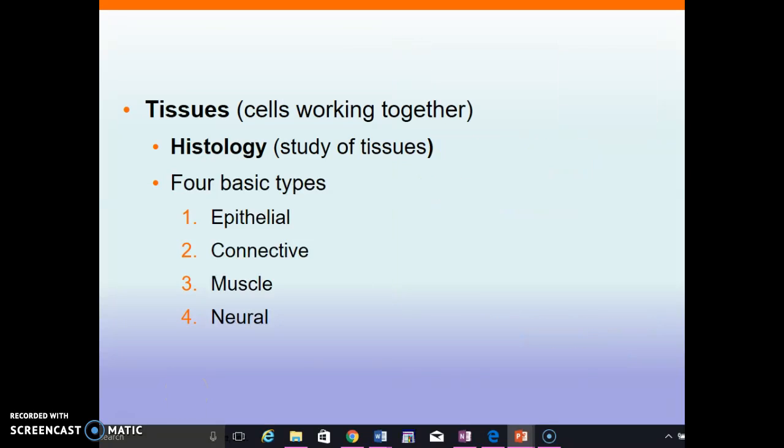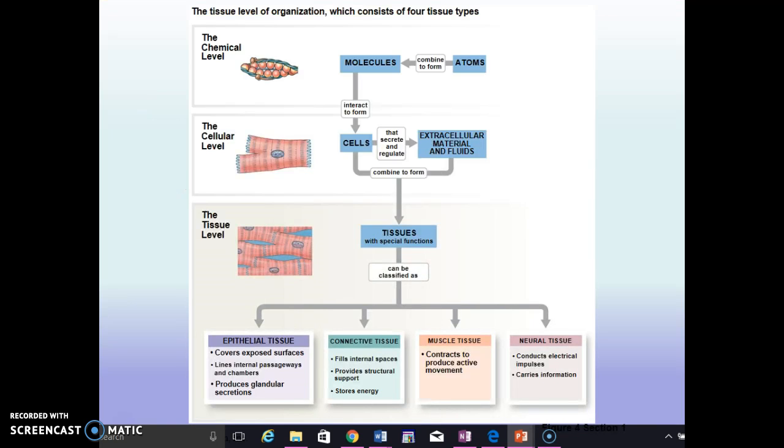The definition of tissues is cells that look similar and work together to have a function. Histology is the study of tissues, and always go back to the big picture question. What types of tissues are there? There are only 4 basic types: epithelial, connective, muscle, and neural. Remember, this tissue level is the next level of organization after the cellular level.